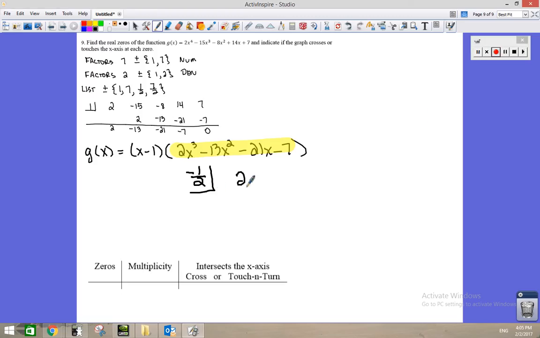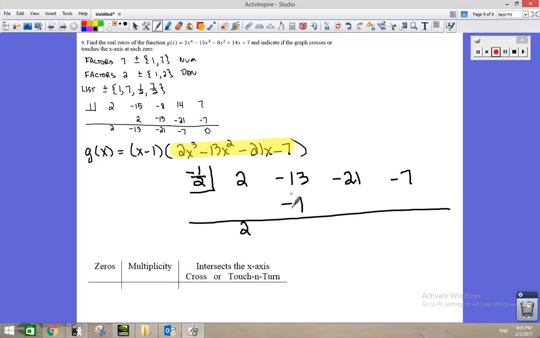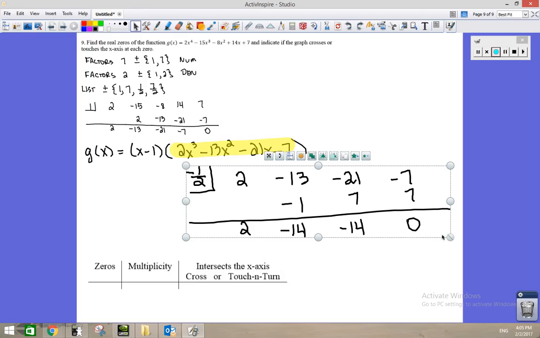Let's peel off these coefficients of 2, negative 13, negative 21, and negative 7. Let's see what we have. The 2 comes down. Negative times the positive is going to be negative, and half of 2 is 1. Add these together. Negative times the negative is positive, and half of 14 is 7. Add these together. Get a negative 14, so negative times negative is positive, and half of 14 is 7. And I get this equal to 0. So hey, I'm able to factor what I've highlighted there, which is kind of nice.